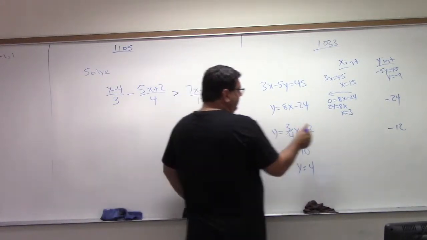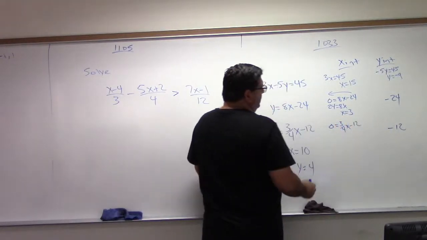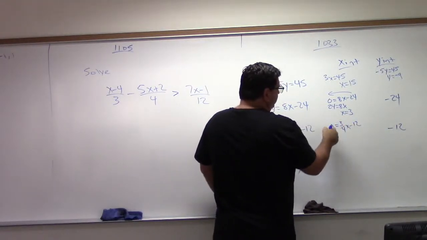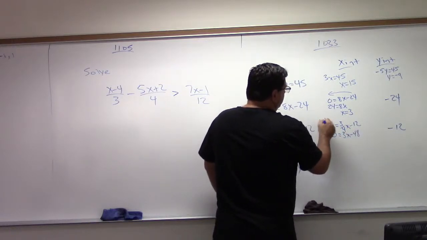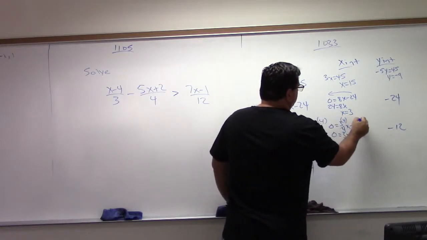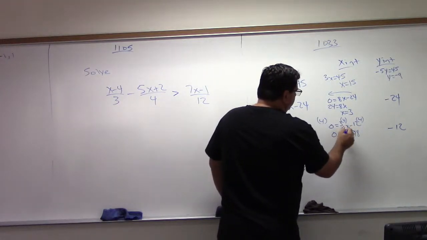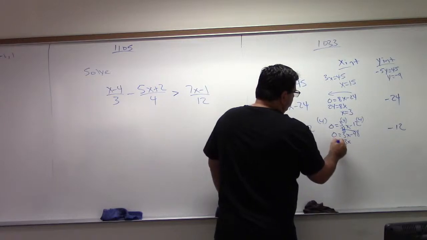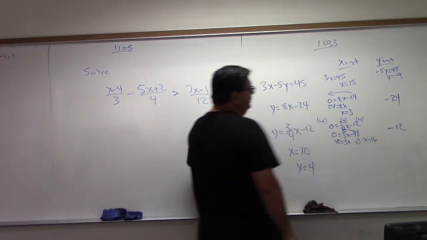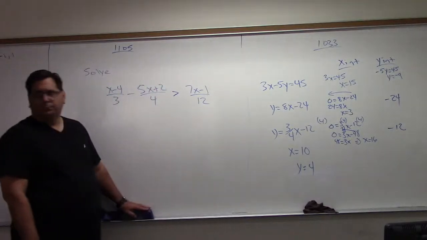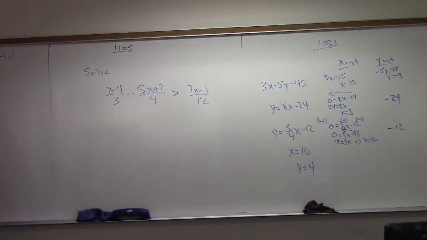Plug in y is 0. Multiply through by 4 to clear the fractions. And then solving, move the 48. 3x equals 48. x is equal to 16. All right, did you get that, Greg? Not that one.